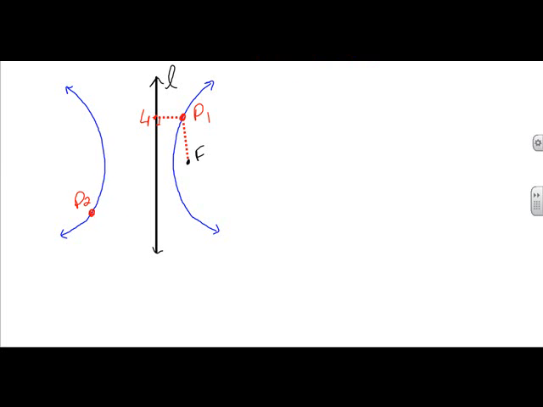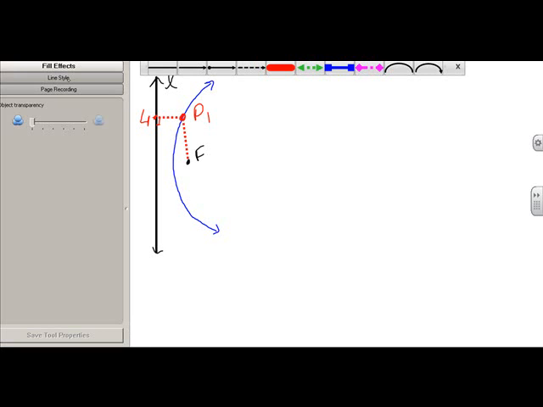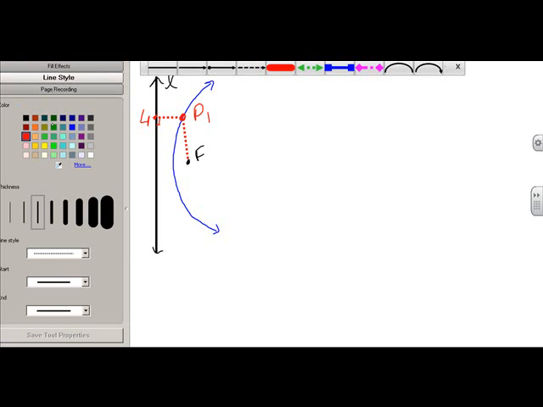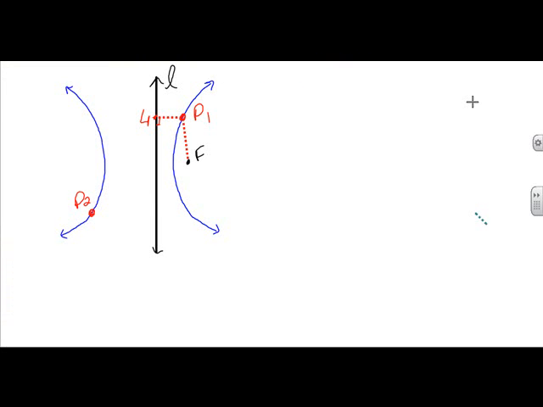I tell you what, let me use a different color. P2 to F and P2 measured back to the directrix, and that's going to be a right angle there, and that's going to intersect at point L2. It is true that the distance from P1 to F divided by the distance from P1 to L1 is equal to the eccentricity.